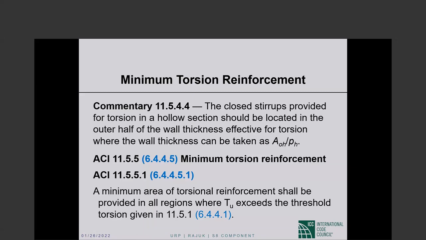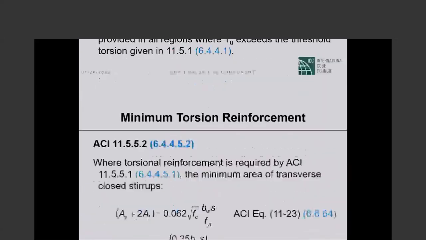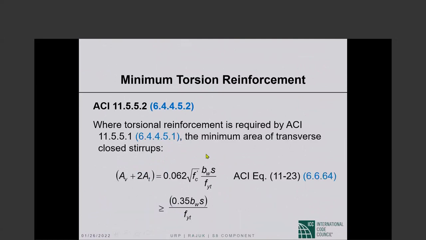A minimum area of torsional reinforcement shall be provided in all regions where T sub U exceeds the threshold torsion. This is extremely important. Minimum area of torsional reinforcement wherever T sub U exceeds the threshold torsion. The minimum is pretty much the same as the minimum shear reinforcement, same or similar expressions, but here it is 2 legs of torsional reinforcement and the shear reinforcement area. That's what the minimum applies on.